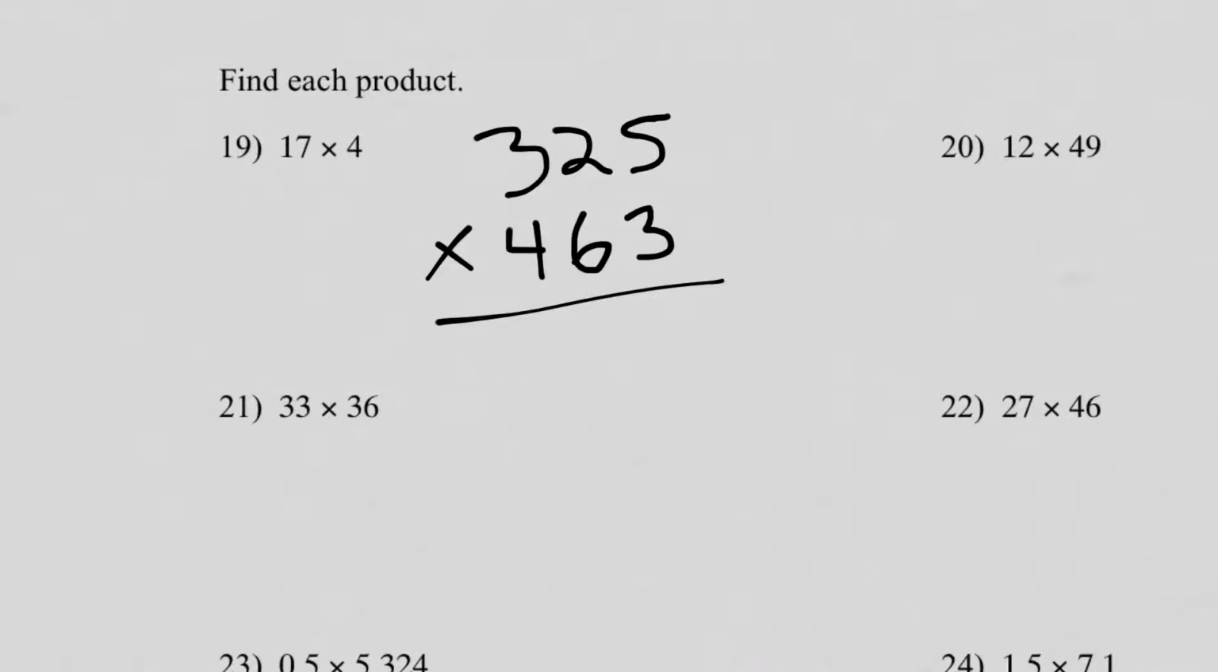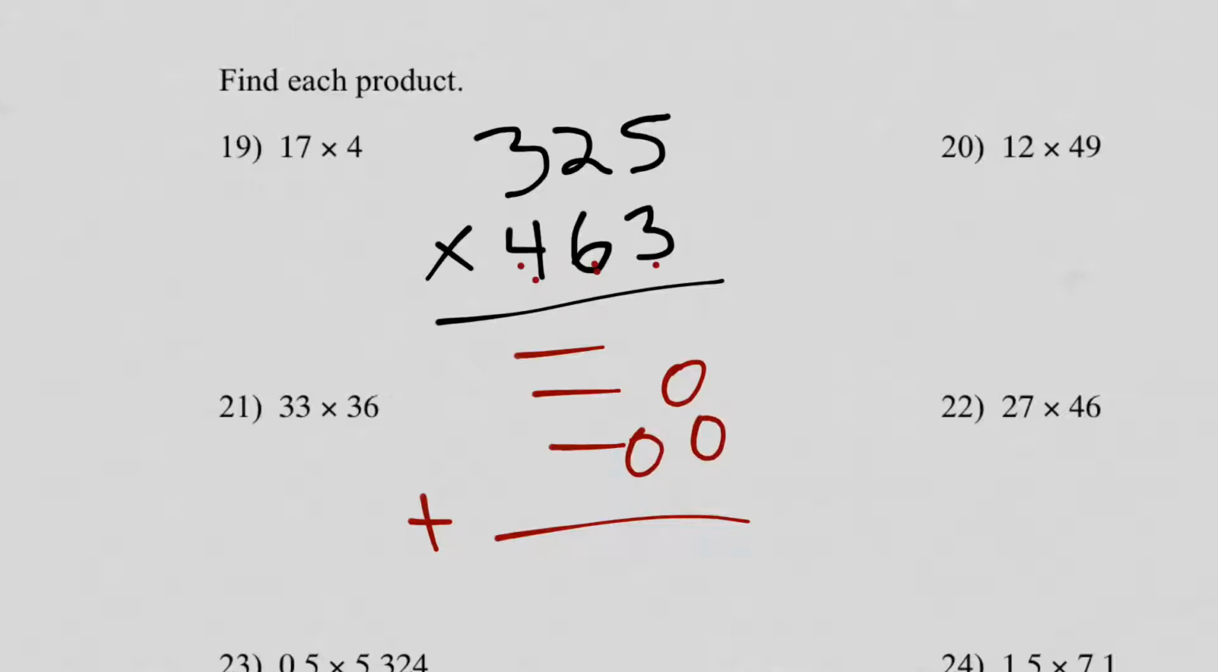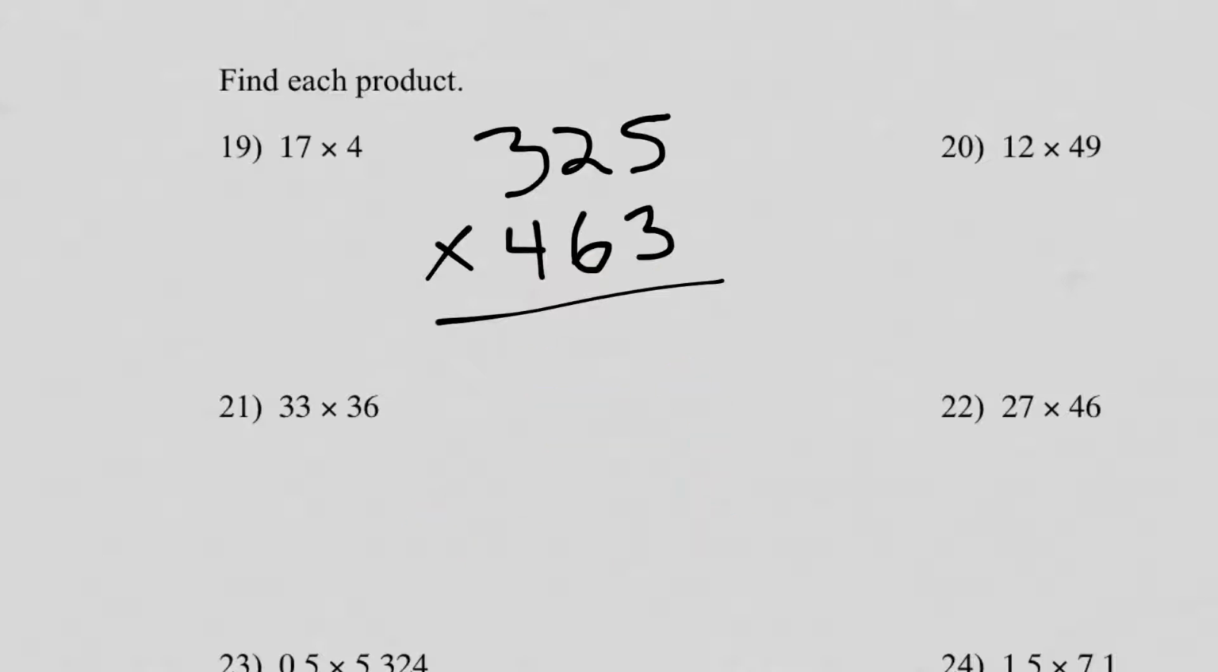We add another level of complexity because now we have to multiply by 3, 6 or 60, and 4 or 400, which means that we're actually going to end up with 1, 2, 3 numbers down here that we have to add together. Because in the first step we're multiplying by 3, there's no placeholder. In the second step, when we're multiplying by 6 or 60, we need a single placeholder, and when we're multiplying by 4 or 400, we're going to need 2 placeholders before we add everything up. So let's see what that looks like.